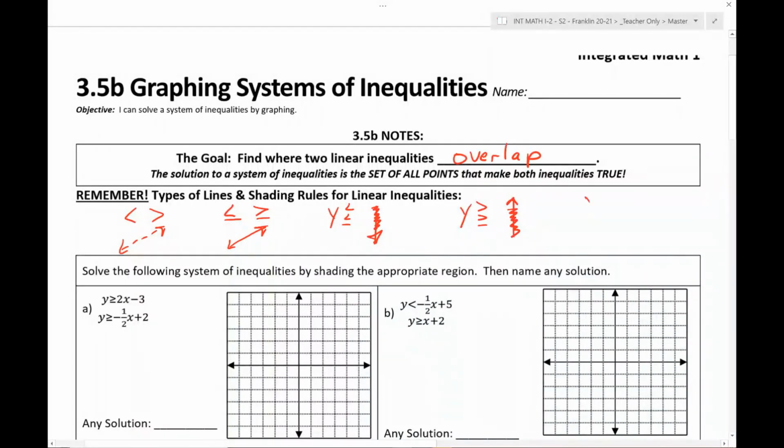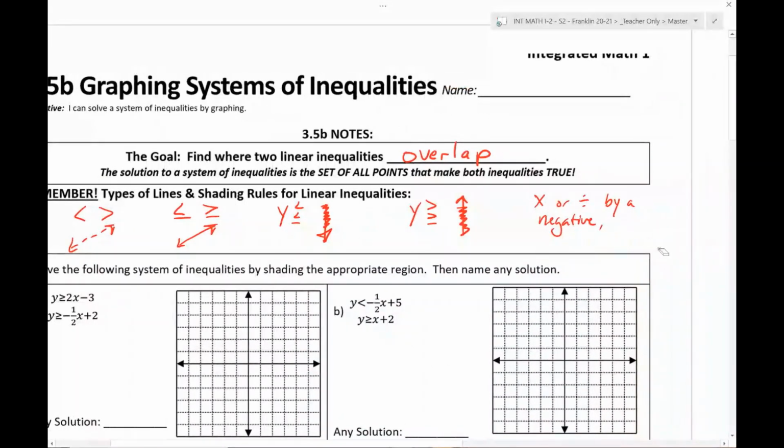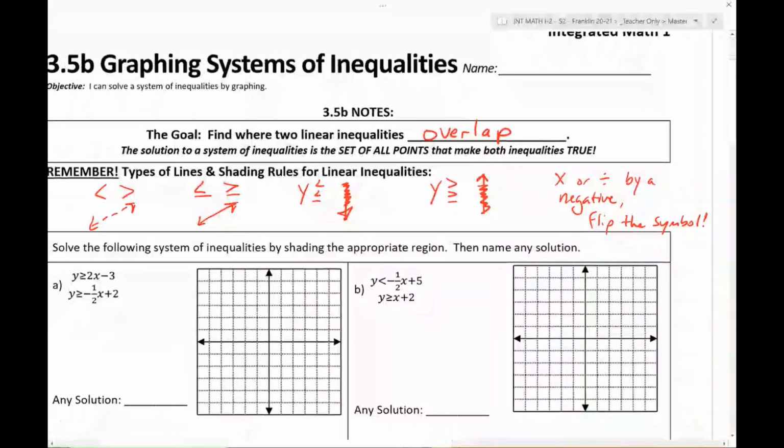Also, don't forget, if you multiply or divide by a negative when you're solving the inequality, you need to flip the symbol. Okay, so don't forget all these rules for inequalities. They all still apply.